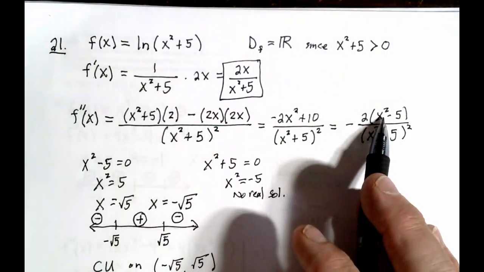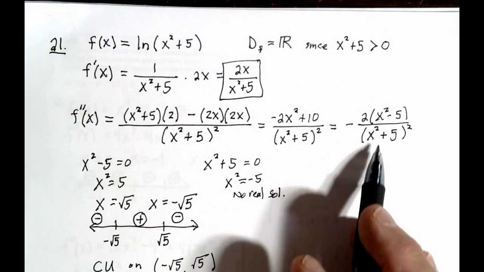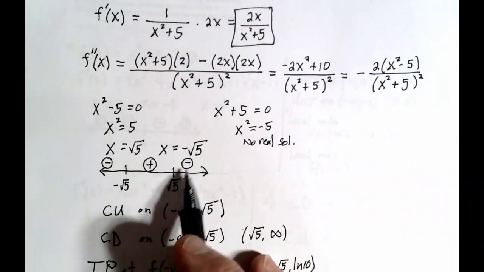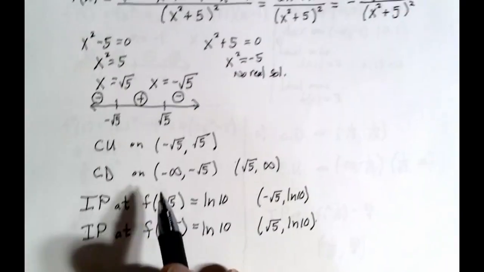And you get plus or minus square root of 5. On the bottom you don't get anything, but on the top you'll get plus or minus the square root of 5. Divide up your number line, check the regions, and now you know where it's concave up and down, and you know where you have inflection points.